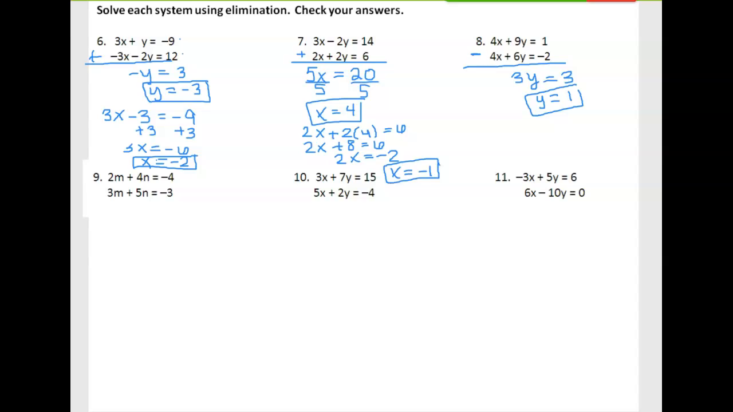And then we're going to take that 1 and we're going to plug it in. So we have 4x plus 9 equals 1. Add a negative 9 to the other side. You get 4x equals negative 8. And x equals negative 2, because negative 8 divided by 4 is negative 2. Okay?